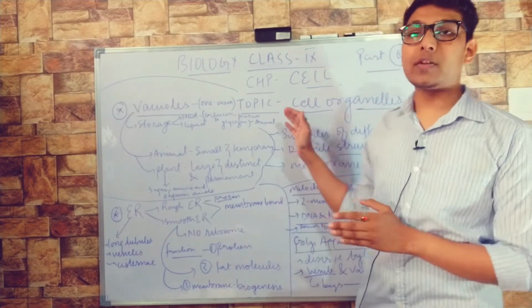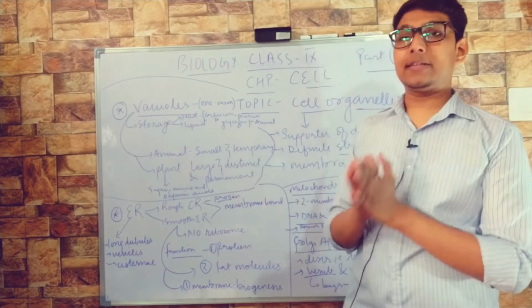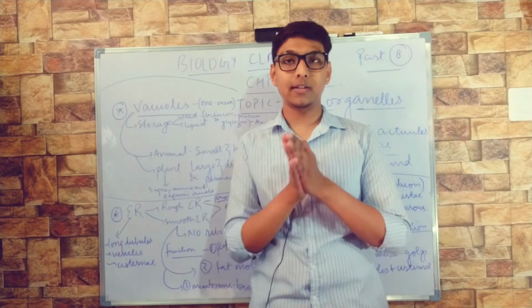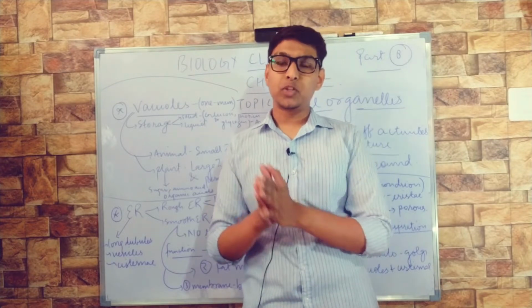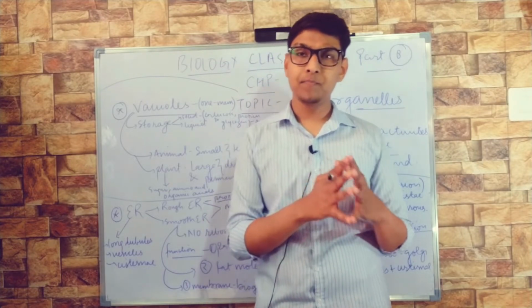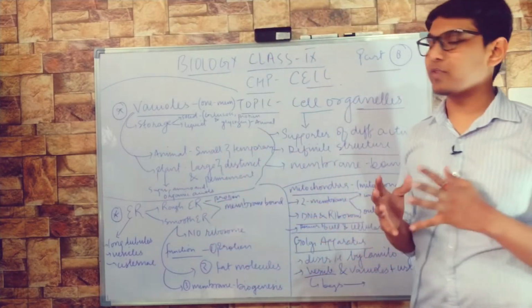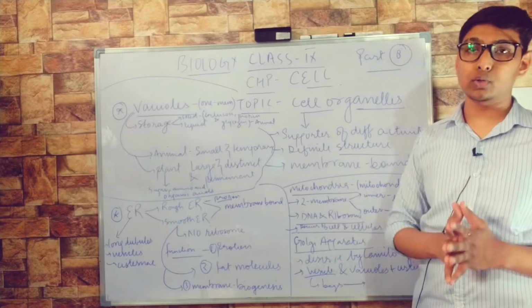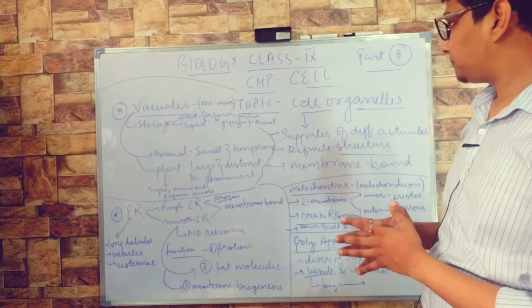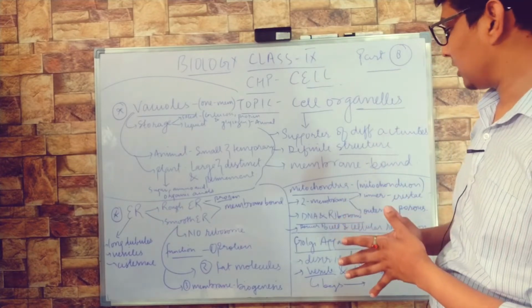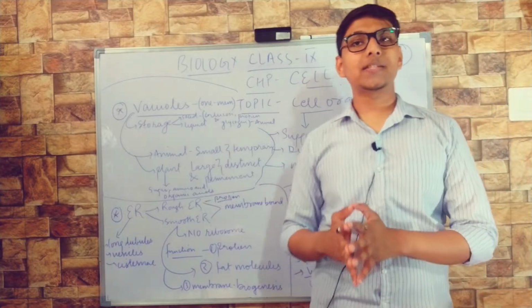Okay, so today we will wind up the chapter by completing the remaining portions of the chapter, that is, the remaining cell organelles. Till now we have completed cell wall and cytoplasm. Nucleus also we have completed. Today we will discuss vacuoles, endoplasmic reticulum, ribosomes, mitochondria, and what else is left? Golgi apparatus. Okay, we will be starting with vacuole.